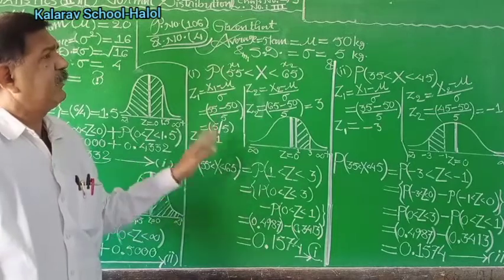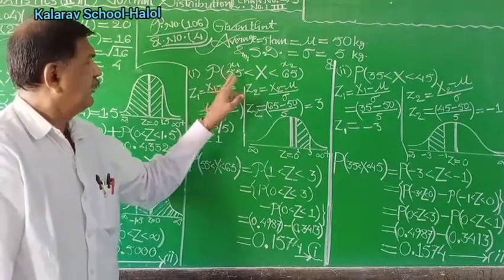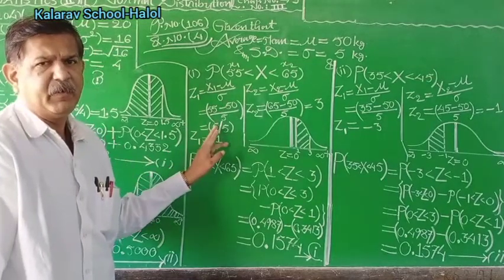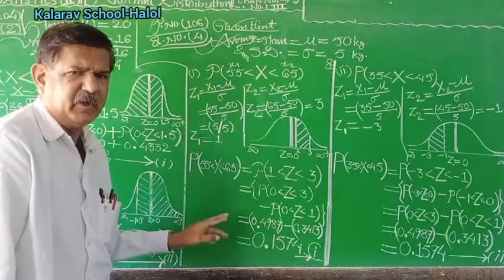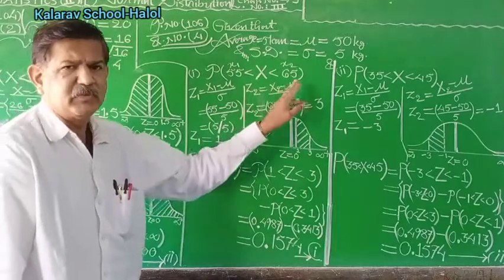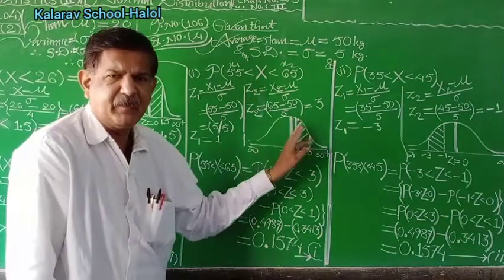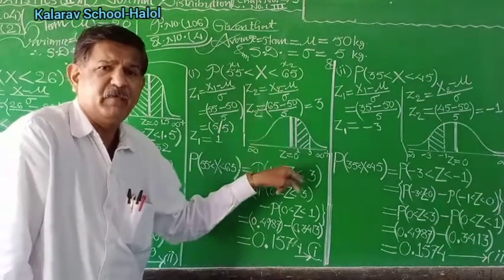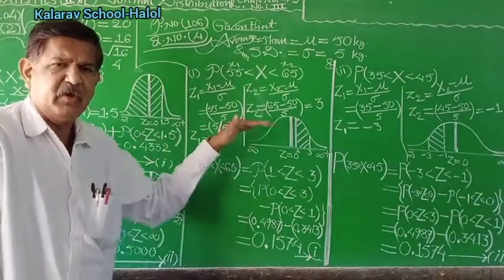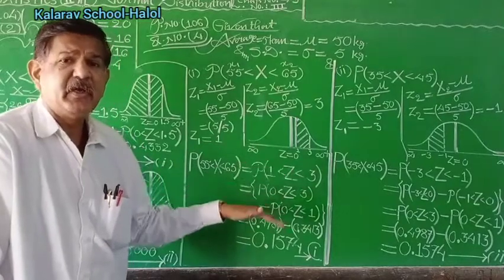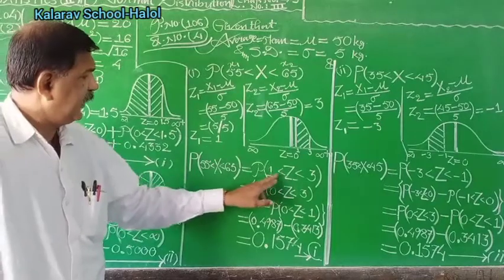X normal variate, Z standard normal variate. Z1 is x1 minus mu upon sigma: 55 minus 50 upon 5, 55 minus 50 means 5, 5 by 5 means 1, Z1 equals 1. Z2 is x2 minus mu upon sigma: 65 minus 50 is 15, 15 upon 5 means 3. Value of Z1 is 1, value of Z2 is 3. The required area is between 1 and 3, Z between 1 and 3.